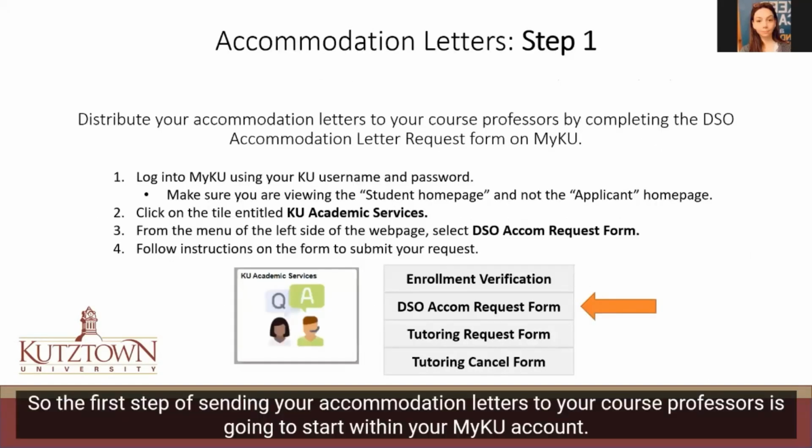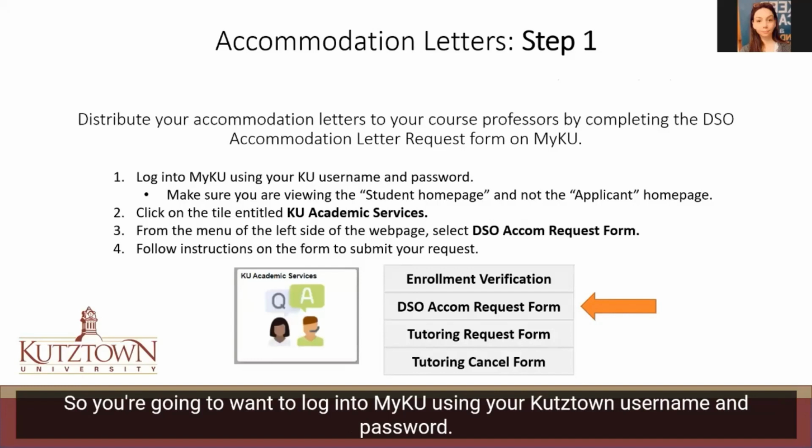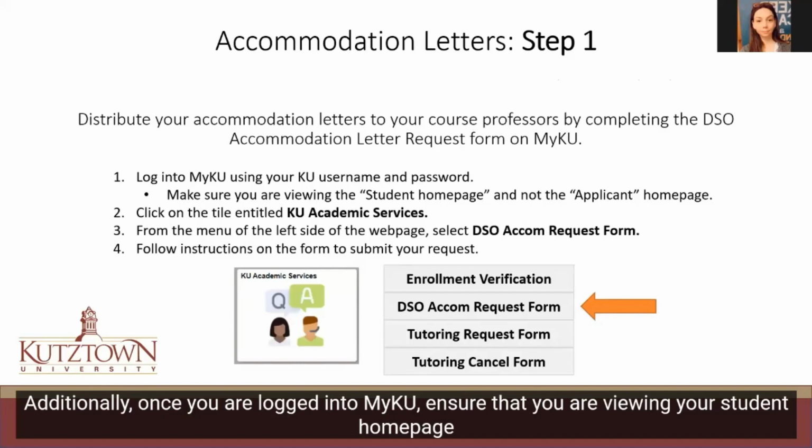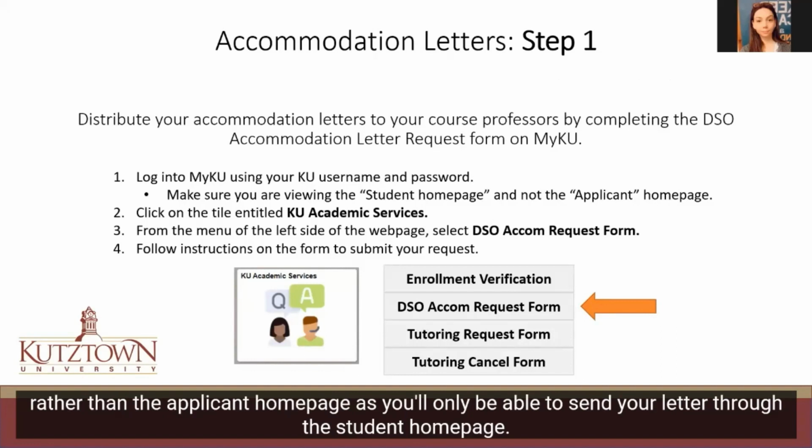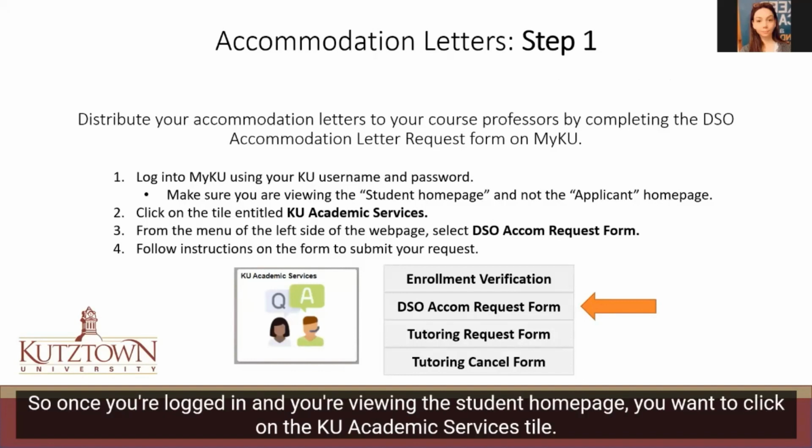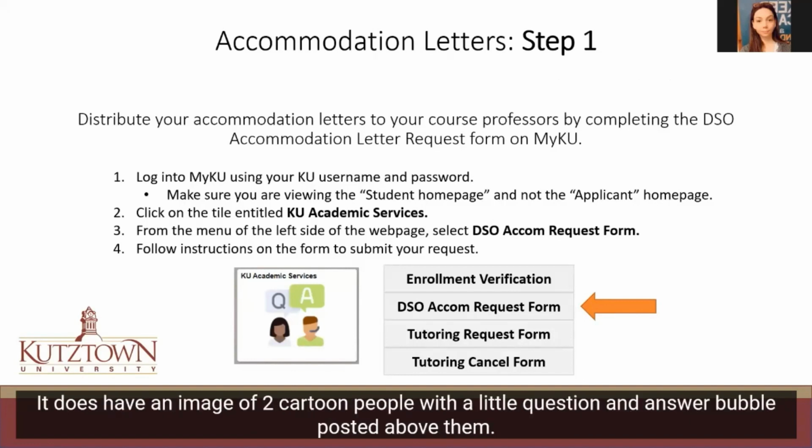So the first step of sending your accommodation letters to your course professors is going to start within your MyKU account. So you're going to want to log into MyKU using your Kutztown username and password. Additionally, once you are logged into MyKU, ensure that you are viewing your student homepage rather than the applicant homepage, as you'll only be able to send your letter through the student homepage. So once you're logged in and you're viewing the student homepage, you want to click on the KU Academic Services tile. It does have an image of two cartoon people with a little question and answer bubble posted above them.